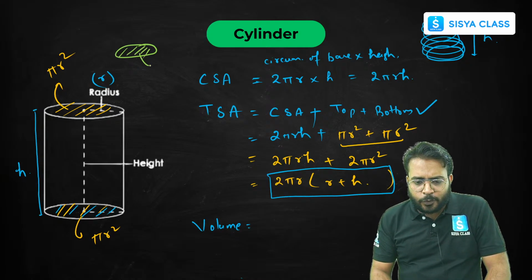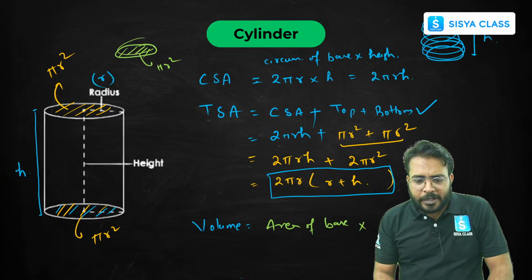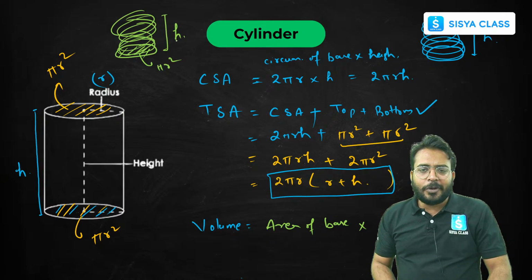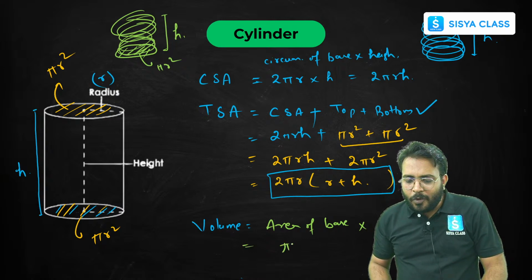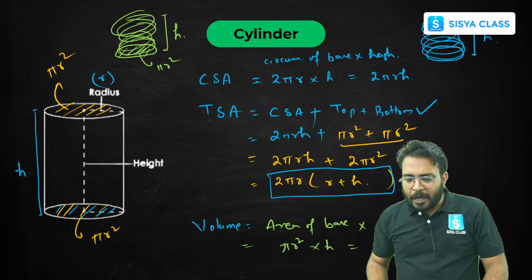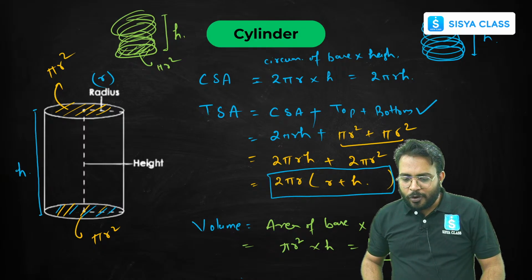Area is going to be pi r square. So area of my base into, now suppose if I am going to place 10 coins one above the other, it is going to have some height here, yes or no? So area of my base into this height is going to give me the volume of my figure. Pi r square into h, that is going to be your pi r square into h.